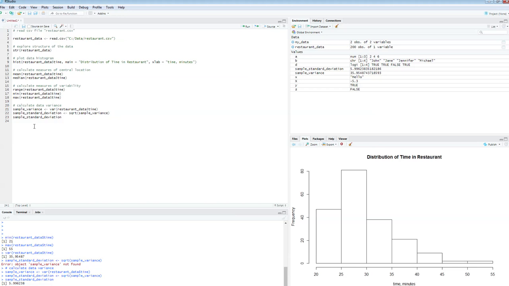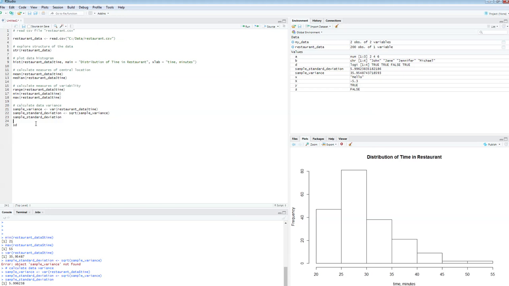Okay. Now let me show you another way. Here we kind of did it in 2 steps, right? Step 1, calculate the variance, and step 2, take the square root. Well, obviously there is a shorter way, right? And you can do that using SD, right?